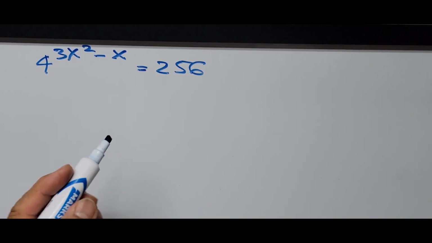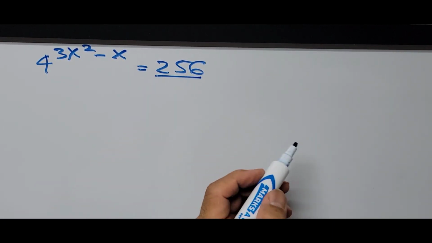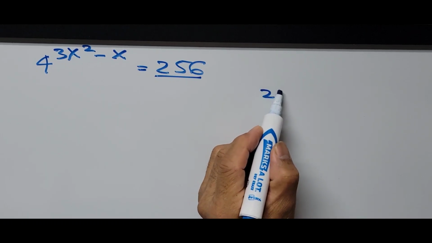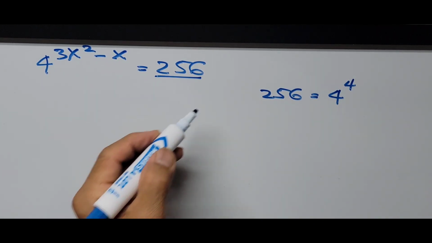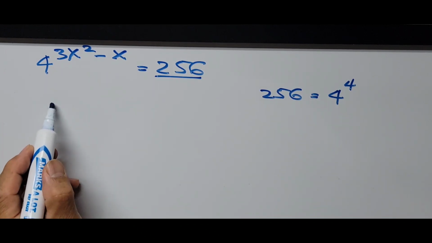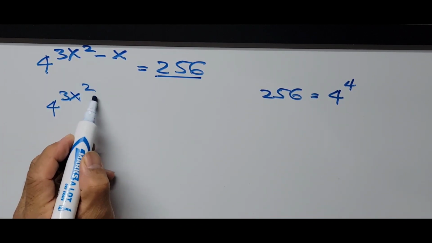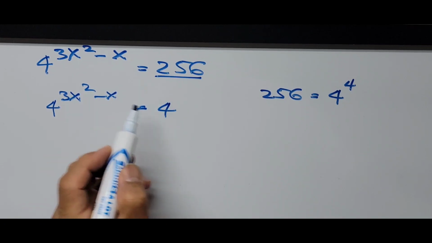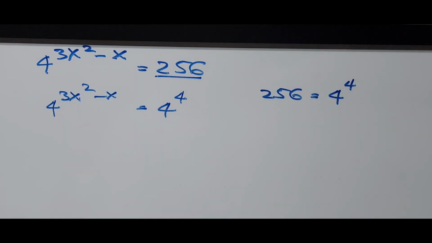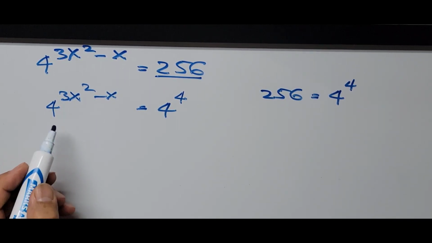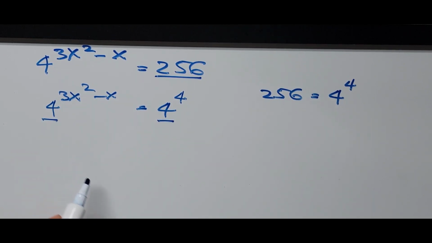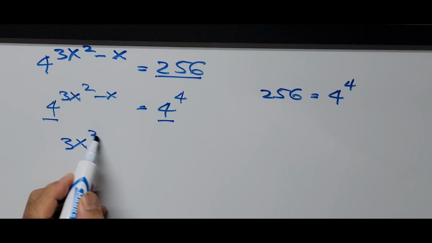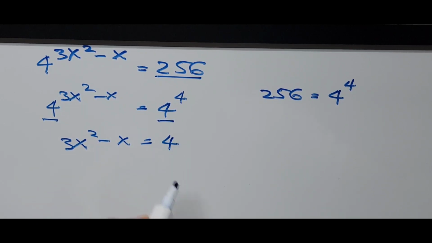Now we focus our attention on the right side of the equation, 256. This 256 could be written the same way as 4 raised to the fourth power. So the equation is then 4 raised to 3x squared minus x equals 4 raised to the fourth power. If you notice, the bases are the same, so we can conclude that their exponents are the same. That is now 3x squared minus x equals 4.